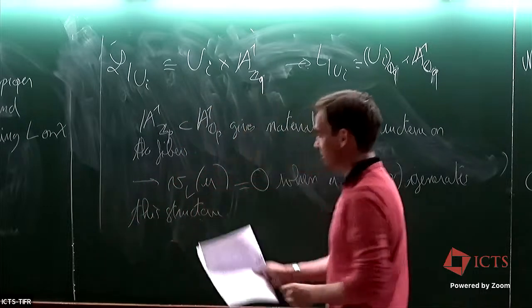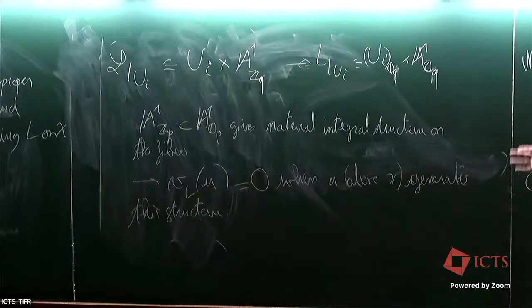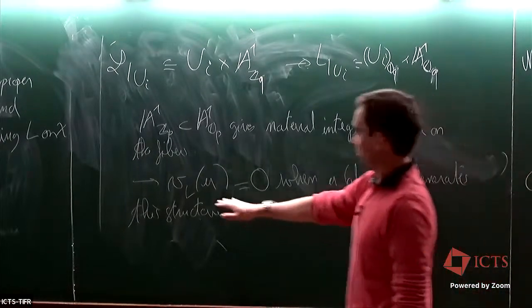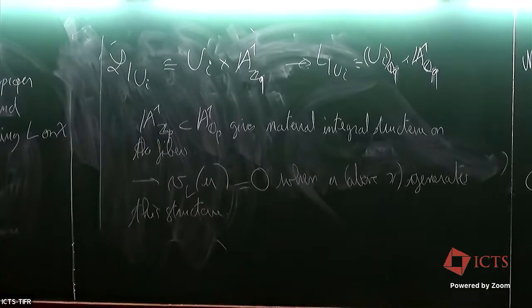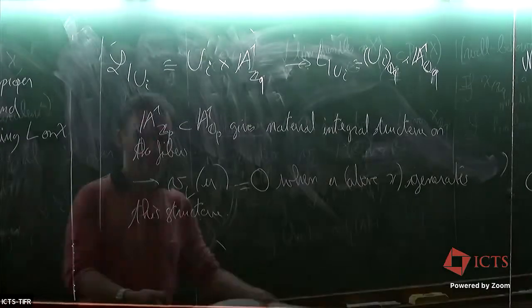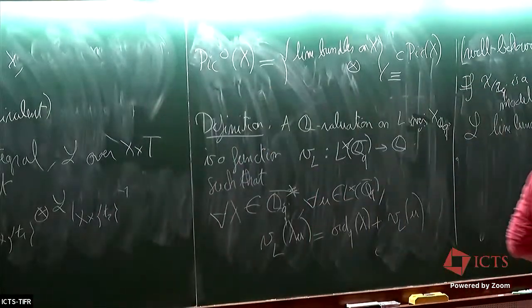Okay, so you make this choice. When you have this integral structure, you just decide that the valuation of something that's generating the structure is 0. It's like when the valuation of an element with valuation 1, which generates Z_p, is 0. It is the usual valuation. Same thing.